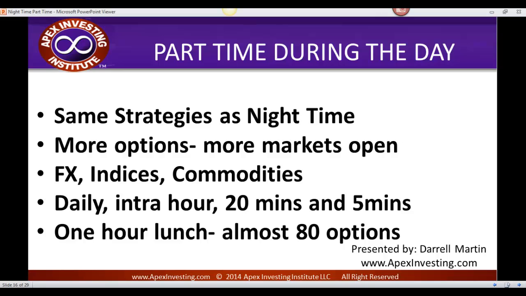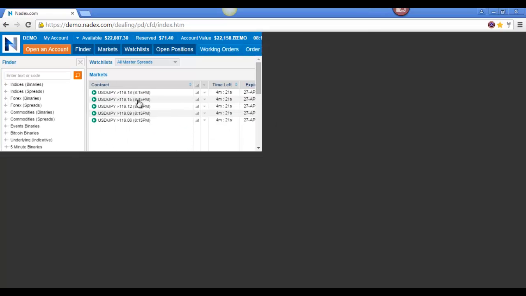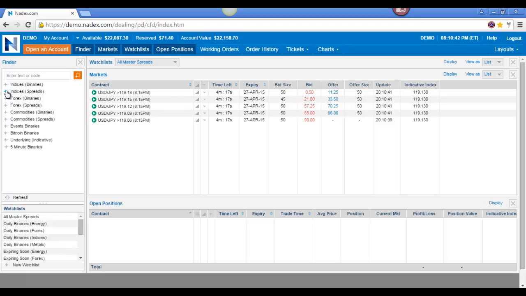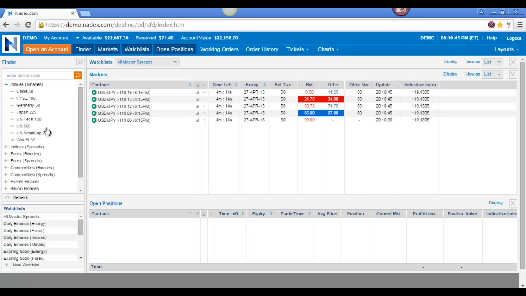The 20-minute binaries are only available on the 4 U.S. indices, okay? So you go to indices binaries. We can't see them now because they're not open during the day. I think the first one opens at 9:40 a.m. to expire at 10 o'clock. So what do I mean by 20-minute binaries? They're available on these four right here: the U.S. Tech 100, the U.S. 500, the U.S. Small Cap 2000, and the Wall Street 30. Those are the four indices. That's basically the Dow, the S&P, the NASDAQ, and the Russell. Just like the 5-minute binaries, they open up, and then every 20 minutes later, they expire.